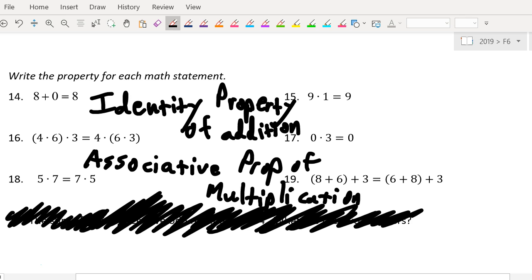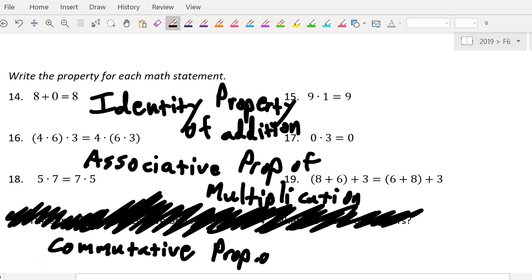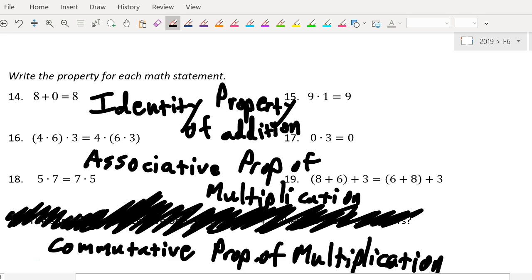Okay, what about number 18? This one is commutative, and the operation is addition. Oh no, multiplication. Property of multiplication. Very good. All right. Go have a seat, Mr. Rice.